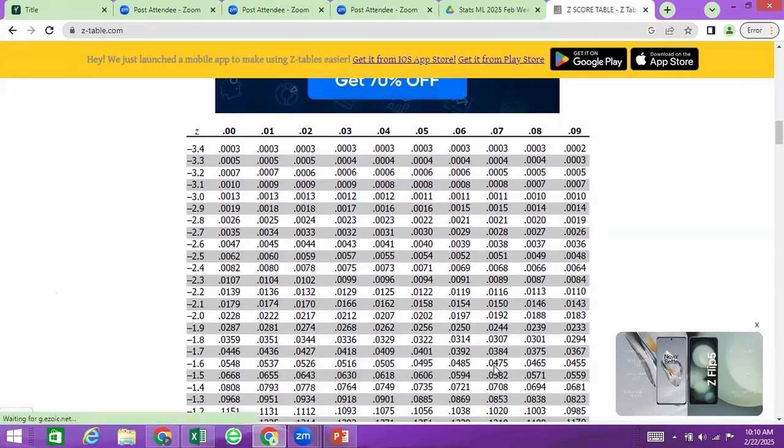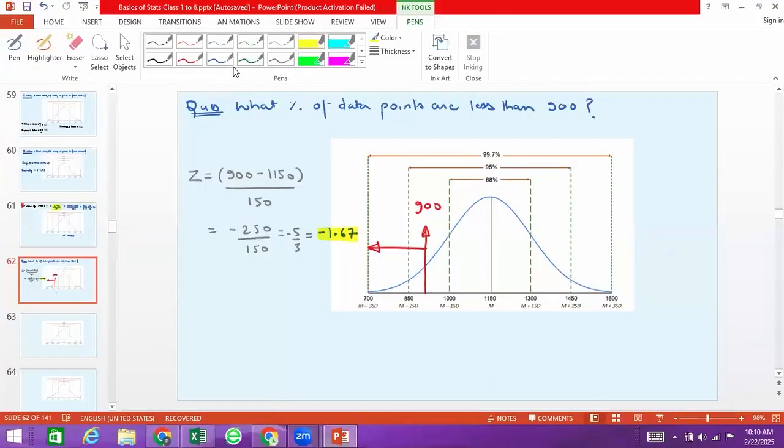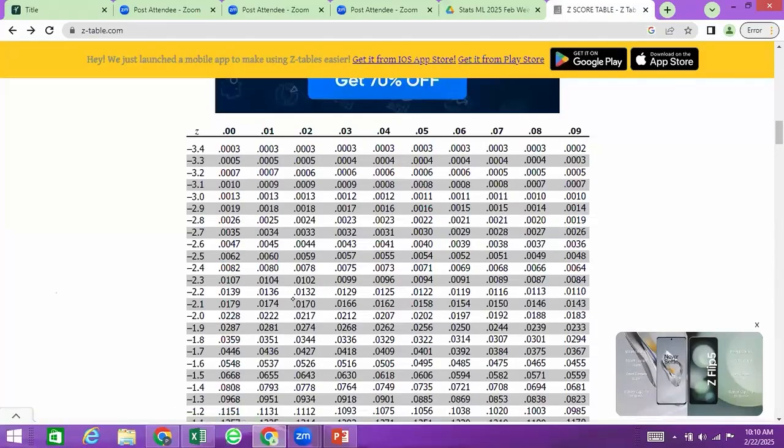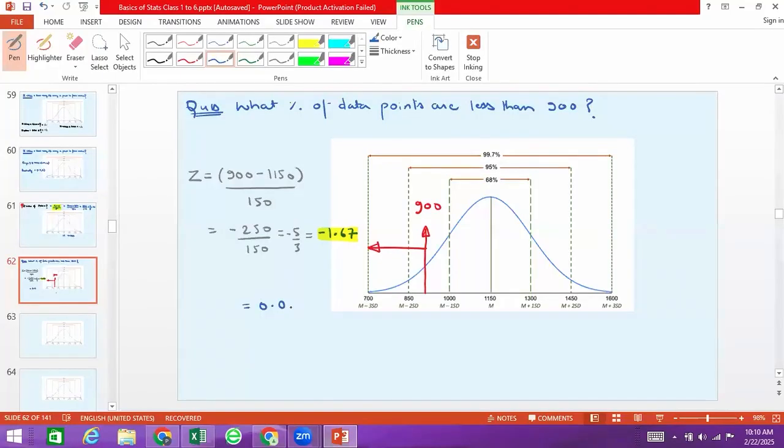What is this value? 0.0475. Let's write it down. The value for minus 1.67 is 0.0475. Okay, it's called the p value. If you convert it to a percentage, it will be 4.75%. What is this 4.75%?